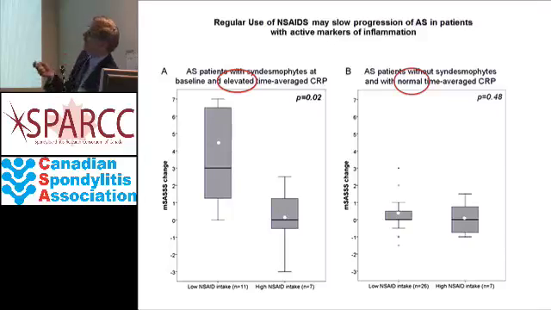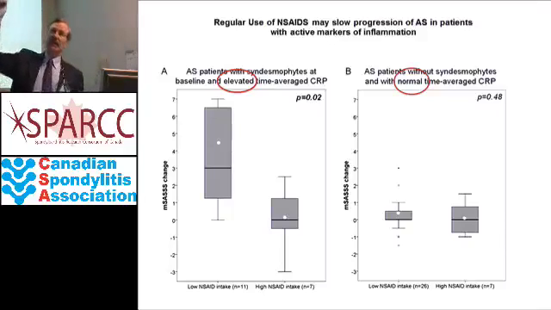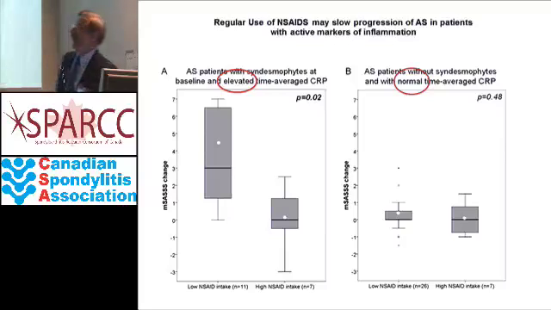So this is a study from our colleagues in Germany, and that looked at the vertical axis here as progression of X-ray changes in the spine, basically looking at the formation of new bone spurs in the spine. So the higher the vertical axis, the more change in the spine.